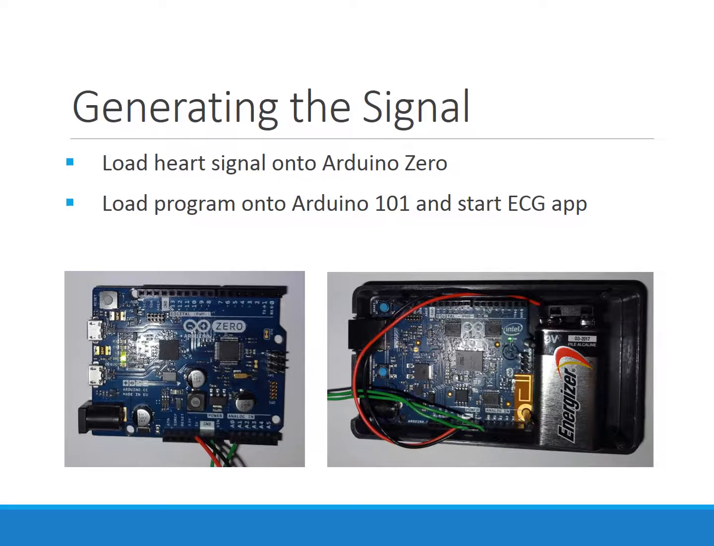In order to have a functioning program, I needed to load the heart signal onto the Arduino Zero so that it was outputting a physical signal that would easily simulate the heart signal. I also needed to load the program onto an Arduino 101 and start the ECG app on the Android device.